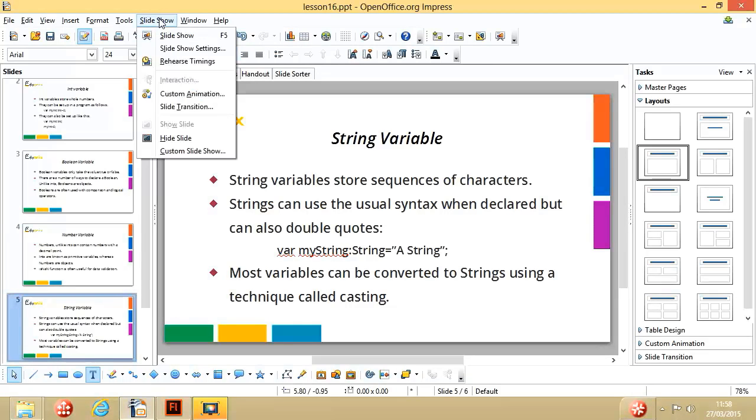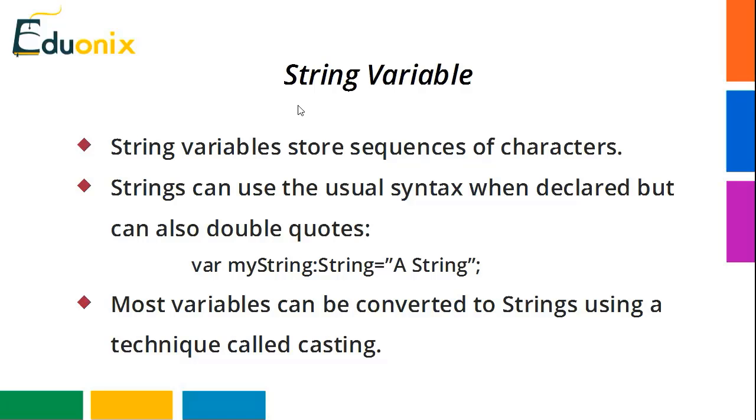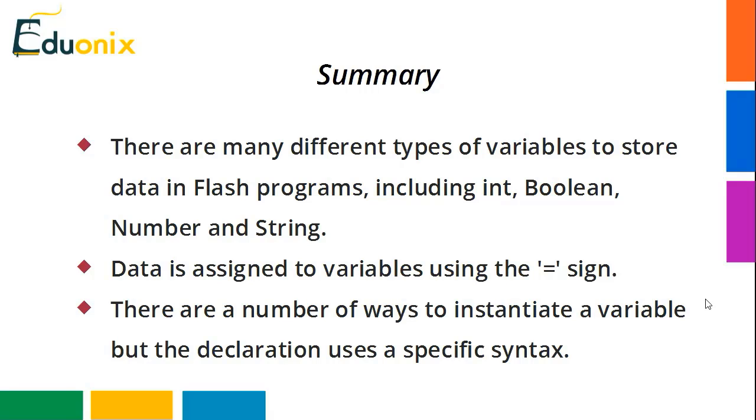So that's really all I want to talk about in terms of variables. So let's summarize what I've said. There are many different types of variables to store data in Flash programs, including int, boolean, number and string, and there's many more that you'll come across as well.